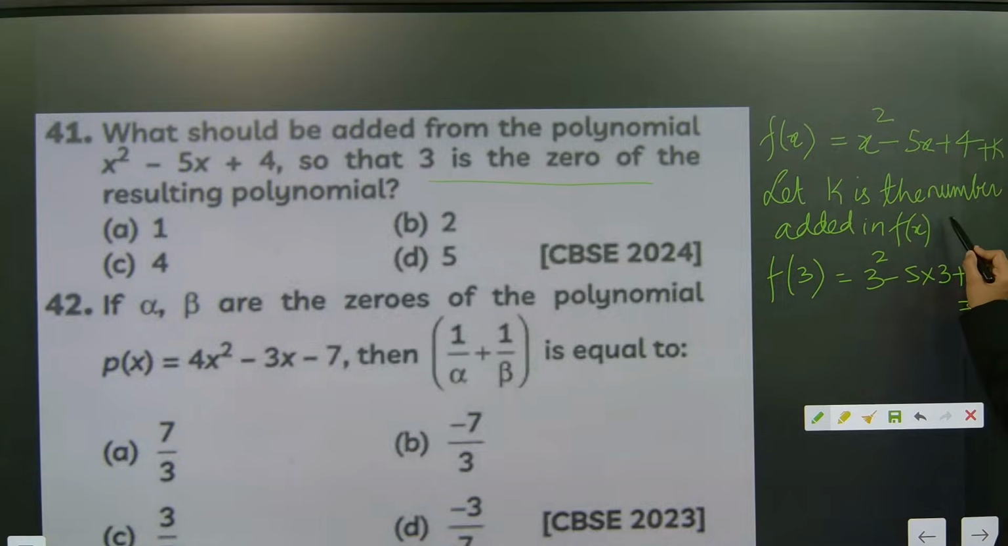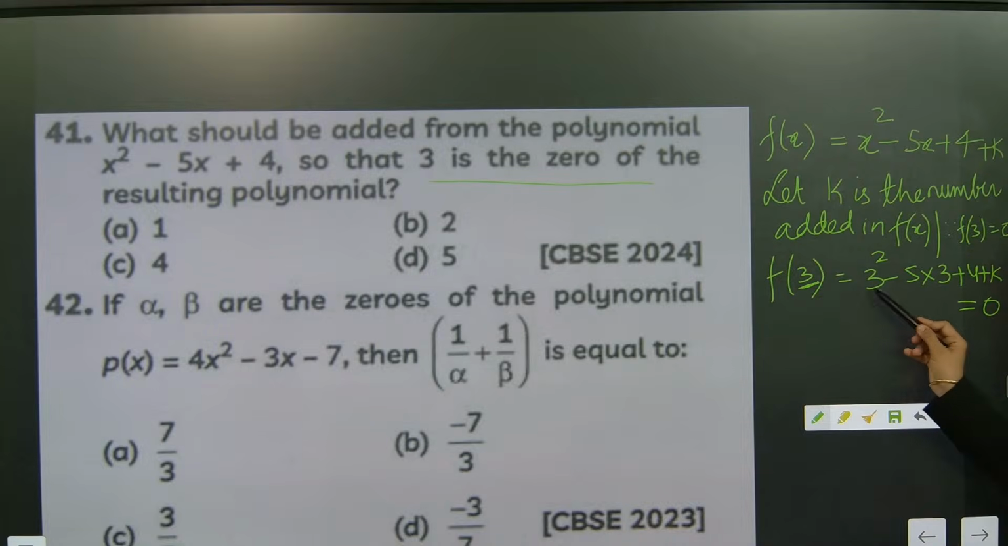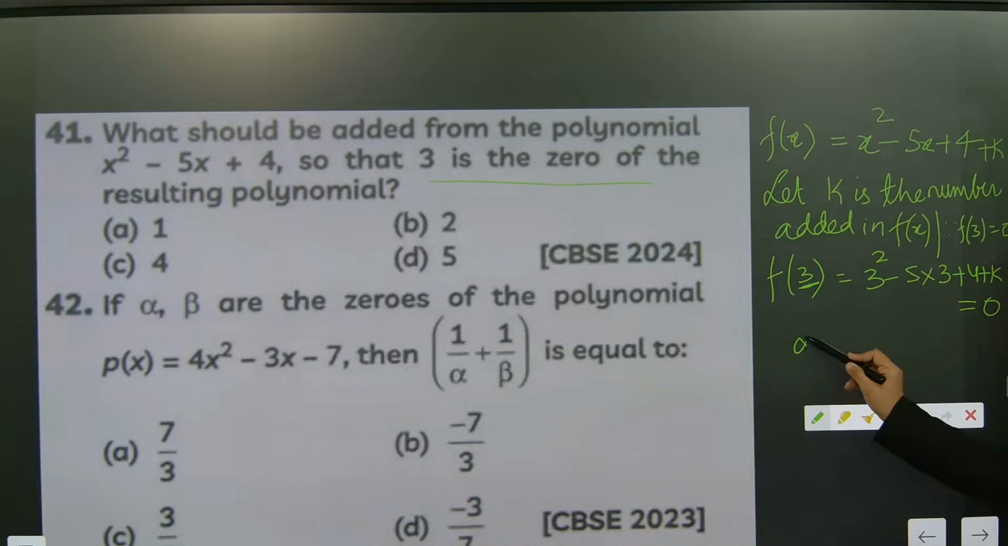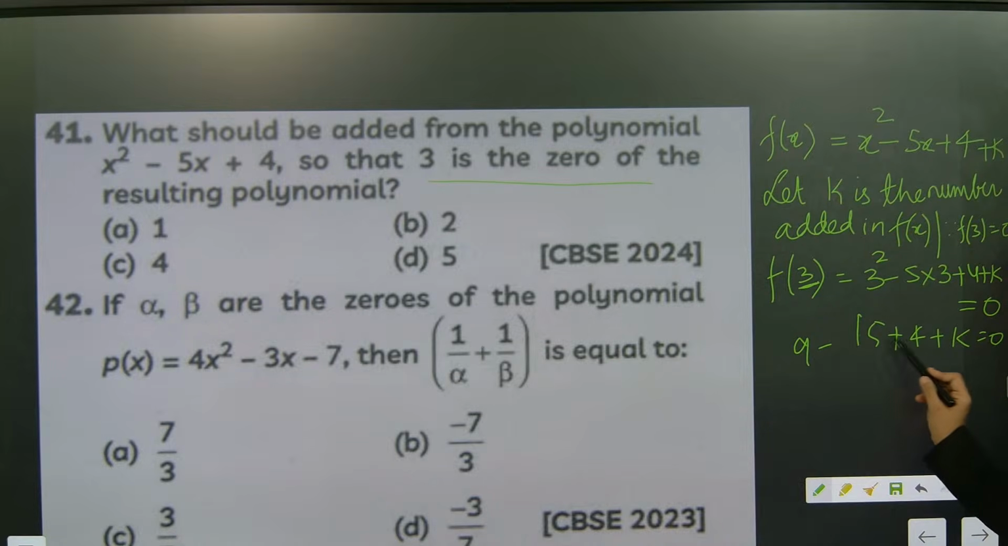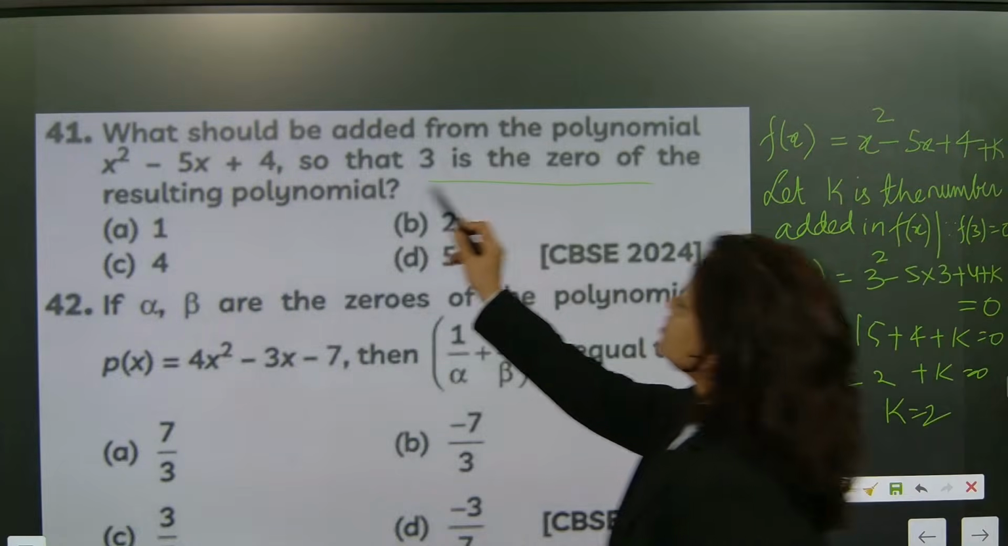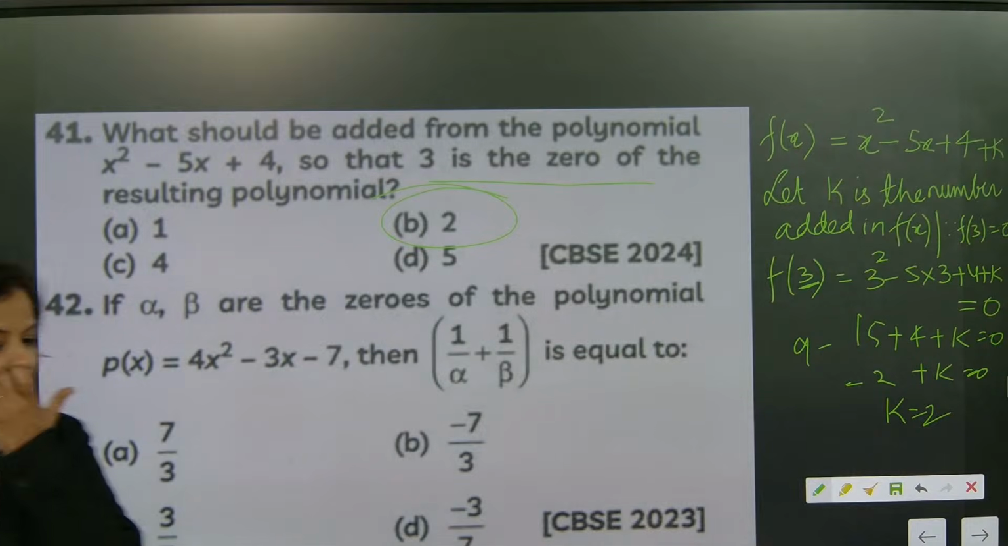Understood? One thing you must write: since 3 is the zero, f of 3 will become equal to 0. The moment you substitute 3 instead of x, the entire expression will become equal to 0. So here it will become 9 minus 15 plus 4 plus k equal to 0. Can you tell me the answer? How much is it coming? 13 minus 15, that is minus 2, so k is 2. Very good. So k value is coming as 2. A CBSE 2024 question is in your pocket if you solve like this.